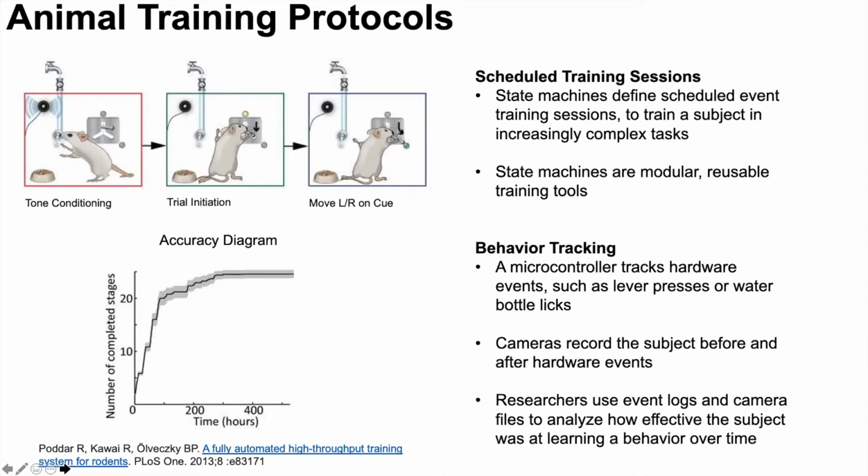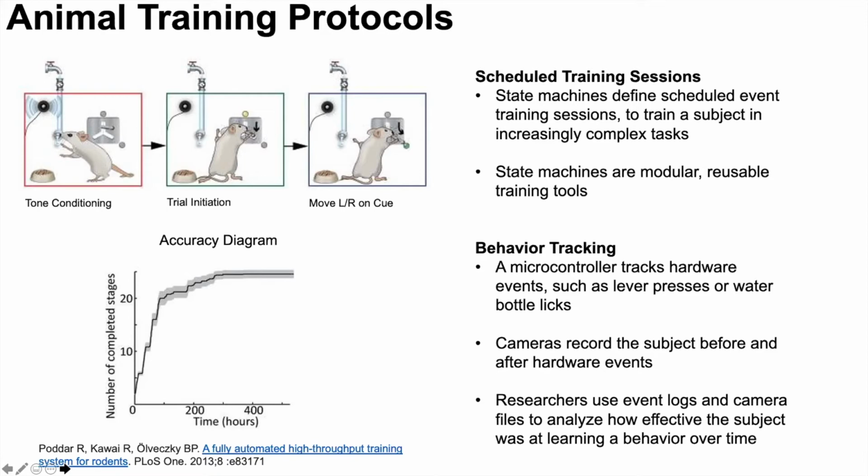So the first, on the left, you have tone conditioning. This state machine would orchestrate an event pattern where the rat hears an audio cue and then learns that that leads to a reward. And then once it successfully has learned that task, that sensory motor task, it moves on to a more complicated step and more complicated state machine.